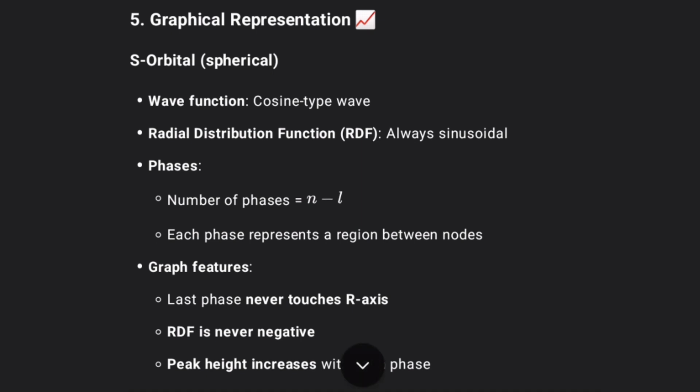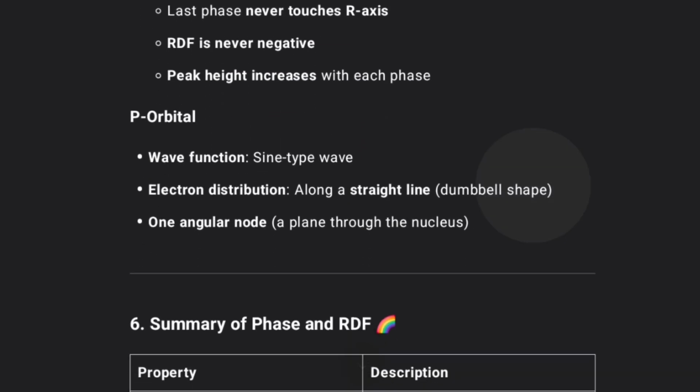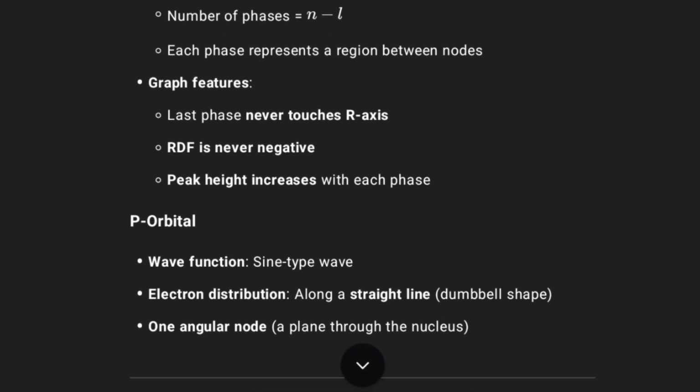P orbital: wave function is a sine-type wave, electron distribution along a straight line, dumbbell shape, one angular node, a plane through the nucleus.